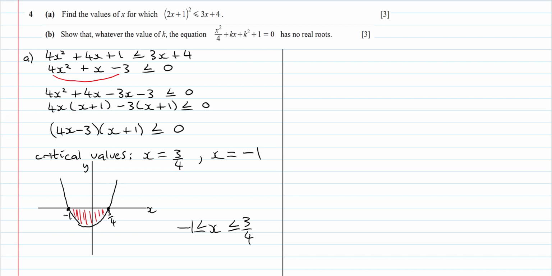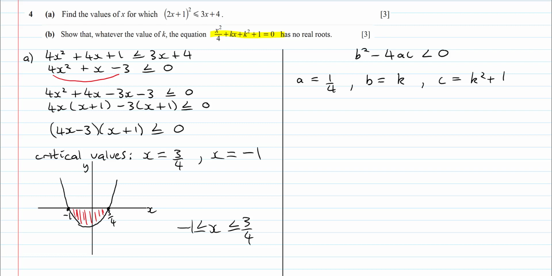For part B, we need to show that for whatever value of k, this equation here has no real roots. So that means its discriminant must be less than 0. So the discriminant is b squared minus 4ac, and we must have that less than 0. For our equation in this question, a is equal to 1 over 4, b is equal to k, the coefficient of x, and then the constant term, which is independent of x, is our c, which is k squared plus 1.